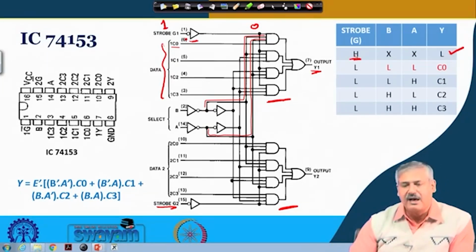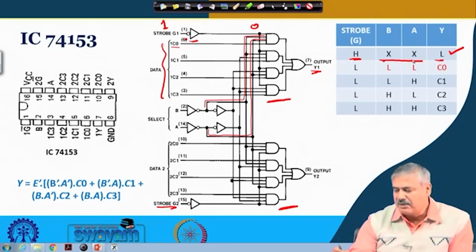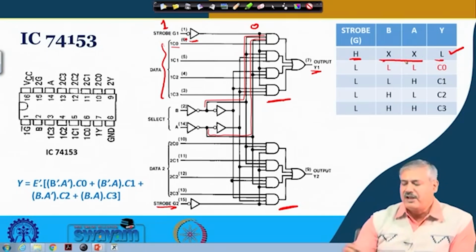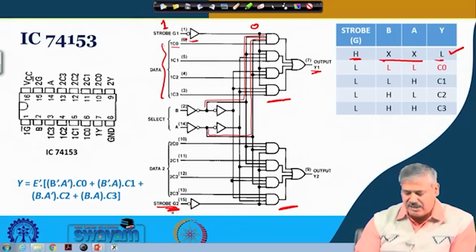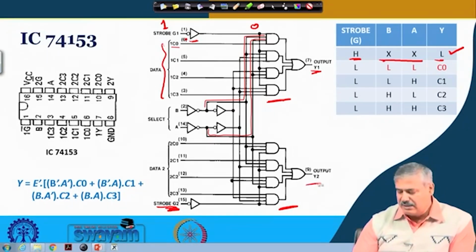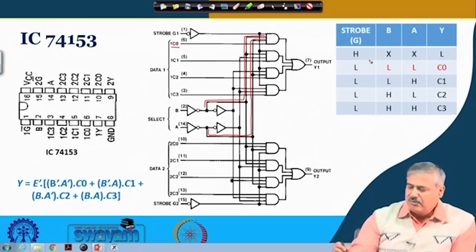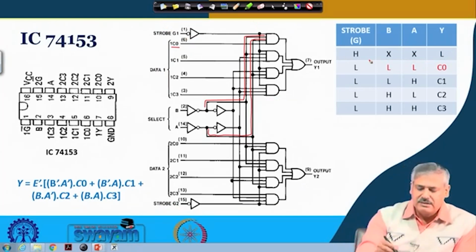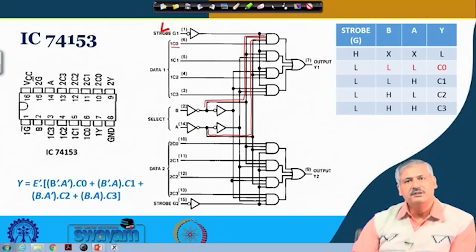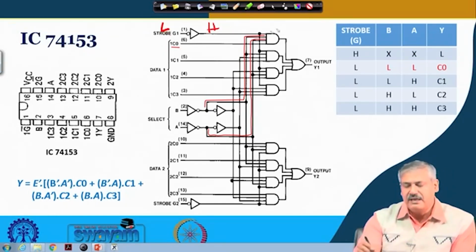When strobe is high, the output is low irrespective of the value of B and A; XX means do not care. This is happening for the bottom one also. If this strobe over here is high, then this output will be low. So, this is symmetrical. Fine. So, for normal multiplexing operation, the strobe needs to be low. Then this is a high input to the AND gate, so the operation goes to the other inputs.